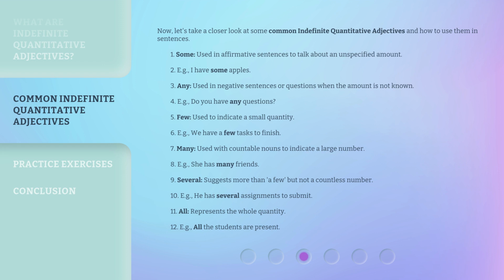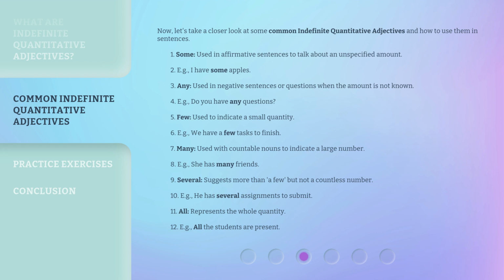Now, let's take a closer look at some common indefinite quantitative adjectives and how to use them in sentences. 1. Some. Used in affirmative sentences to talk about an unspecified amount. E.g., I have some apples. 2. Any. Used in negative sentences or questions when the amount is not known. E.g., do you have any questions?